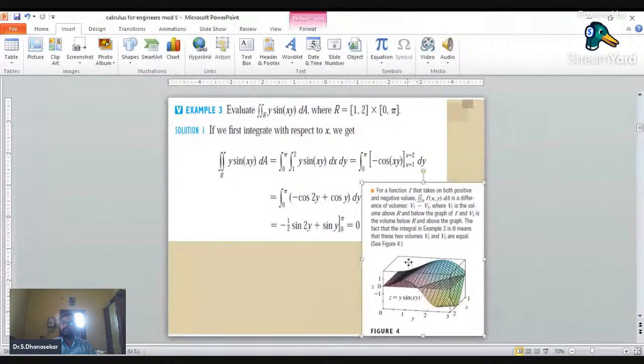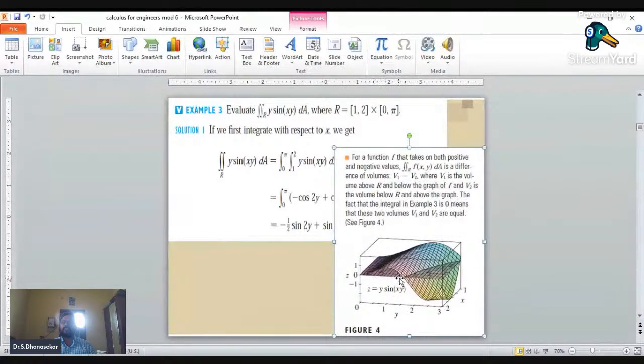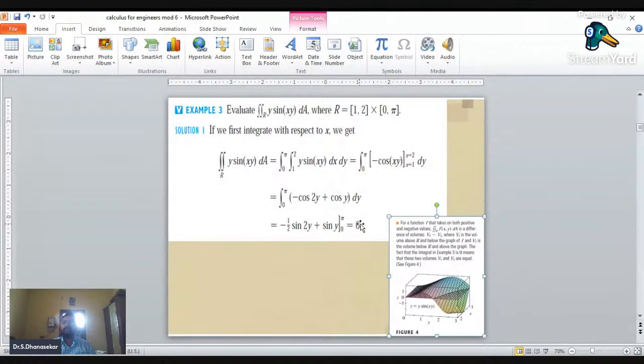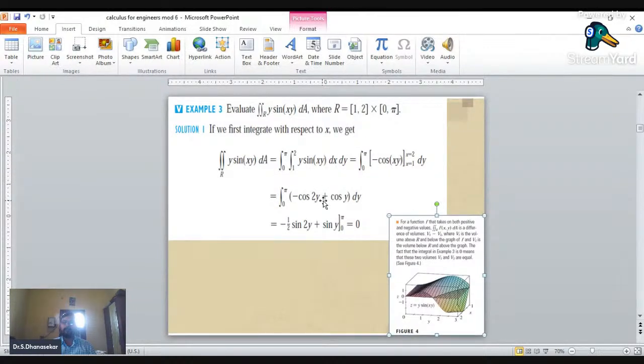That's why, if you see this figure, you will understand it. See that this is one volume plus this volume. Both the volumes cancel each other. That's why you are getting 0 here. Okay, so you are going to do it in the same way. First, you integrate with respect to x, apply the limits. Then integrate with respect to y, apply the limits.